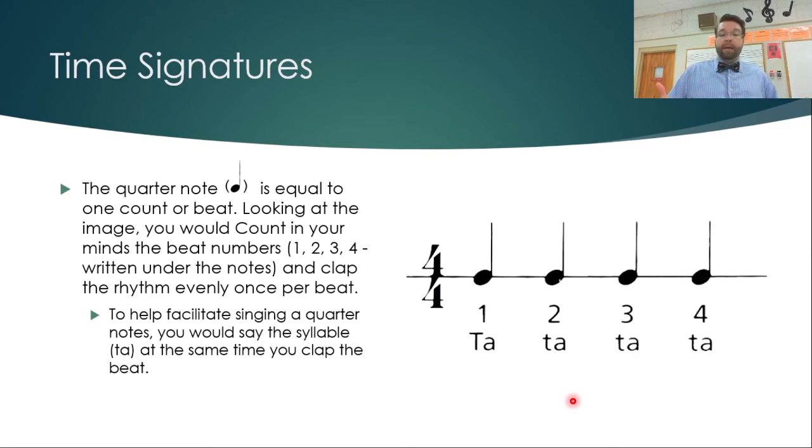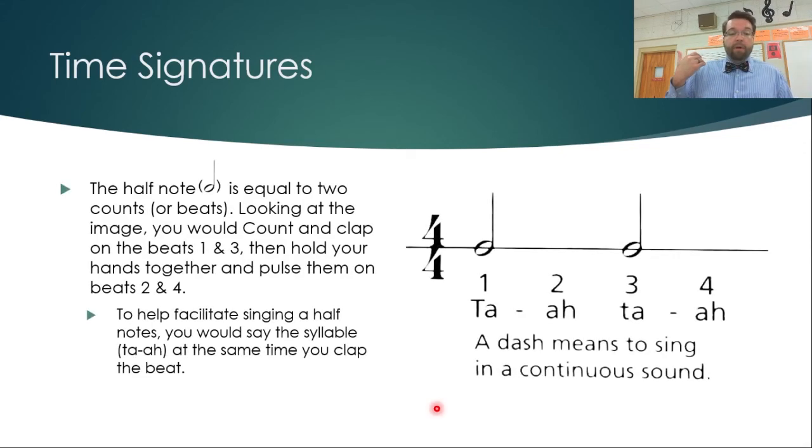But if I asked you to clap and count something, I'll probably have you sing it on a neutral syllable. So I'll say sing it on neutral syllable da. Da, da, da, da. Or any other kind of neutral syllable that I tell you to sing. It could be ba, ta, whatever. Okay, it could be anything. This helps to facilitate singing a quarter note: you would say the syllable ta at the same time you clap the beat.